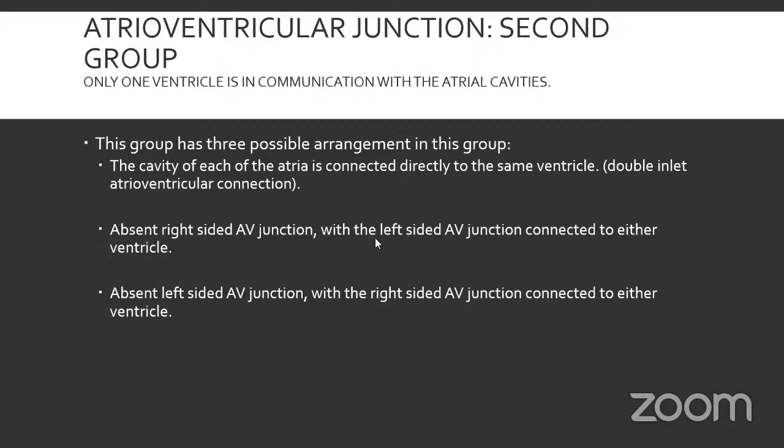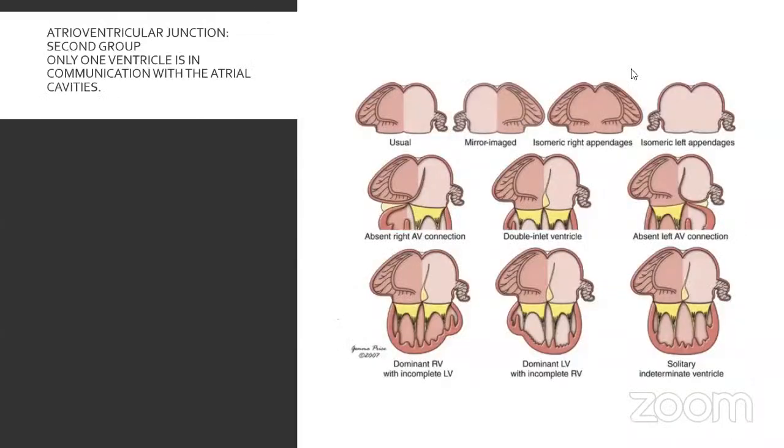Whether that can be the present AV connection can be left-sided or right-sided. So this might seem scary at first, but ignore the first and the last row. This is what we just spoke about. We can have one arrangement where the two atria are connected to one ventricle. In this case, it looks like the left-sided ventricle.